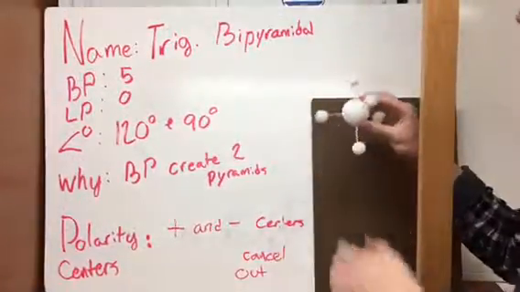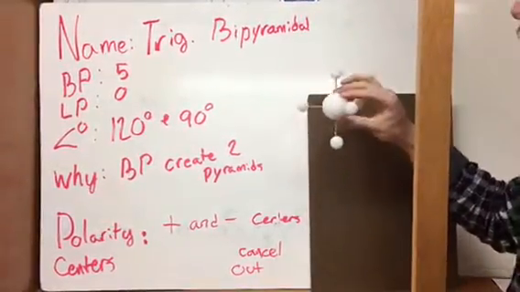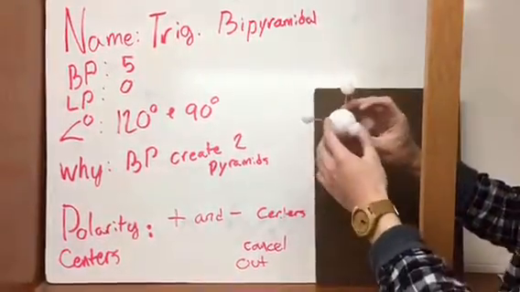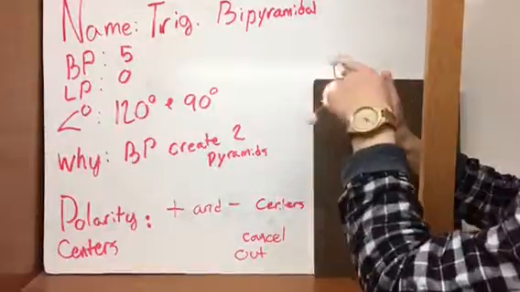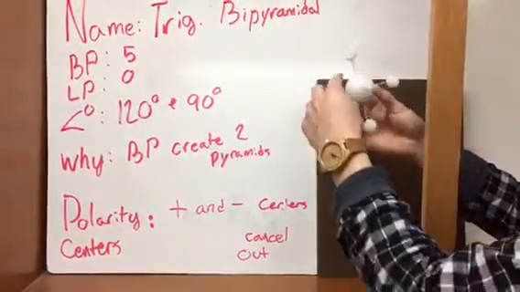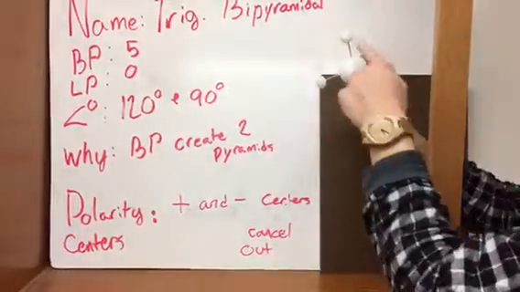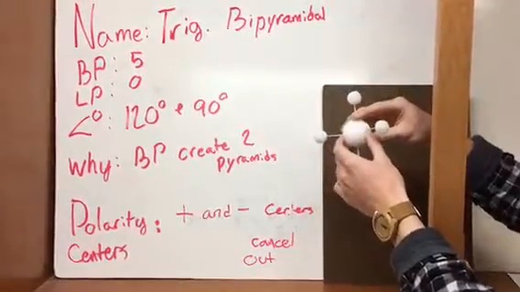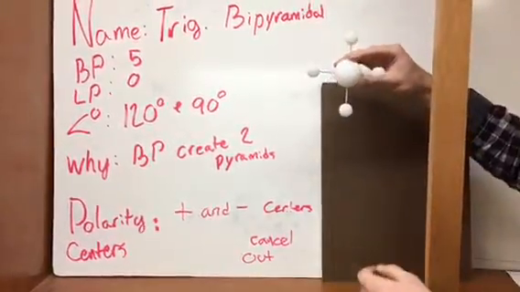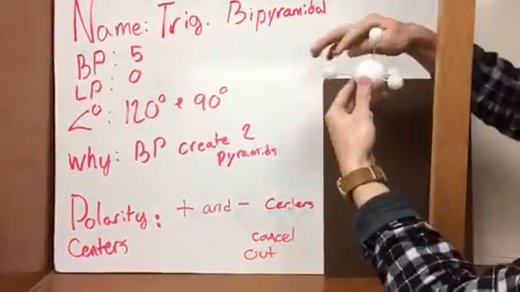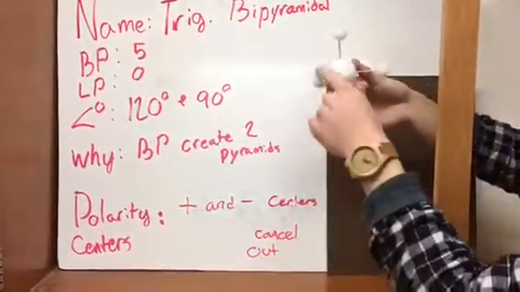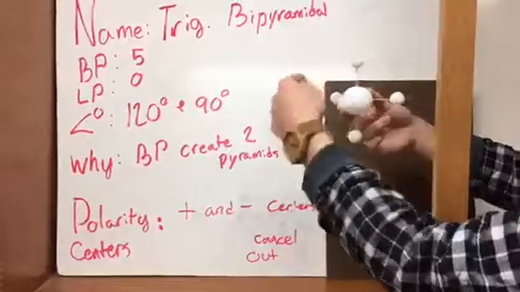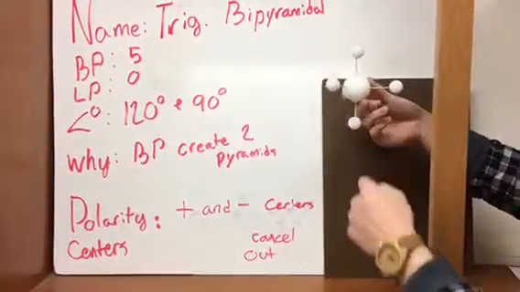Here we have the trigonal bipyramidal. It has 5 bonded pairs and 0 lone pairs. The degrees are 120 between this plane and 90 between these bonded pairs. Why is it called the trigonal bipyramidal? All the bonded pairs create 2 trigonal pyramids. And then it's nonpolar because the positive centers all meet in the middle, and so do the negative centers.